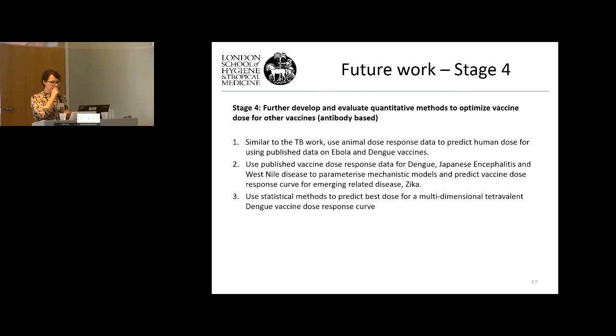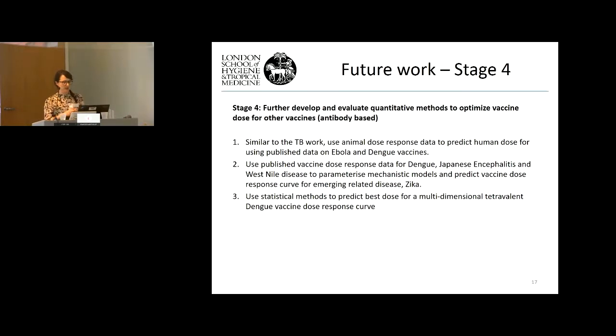And following on from that, we would really like to try and develop these quantitative methods a bit more, and optimise vaccine dose for other vaccines. I've said antibody-based, but I understand that obviously we need to consider that we're not just looking at antibodies for these vaccines, but we wanted to go down a slightly different route, make a different model, so we can expand our ideas. So we've got 3 ideas that we'd like to go with. The first one is to do very similar work to what I've just talked about, but use published animal dose response data to predict human dose response for Ebola and dengue vaccines.